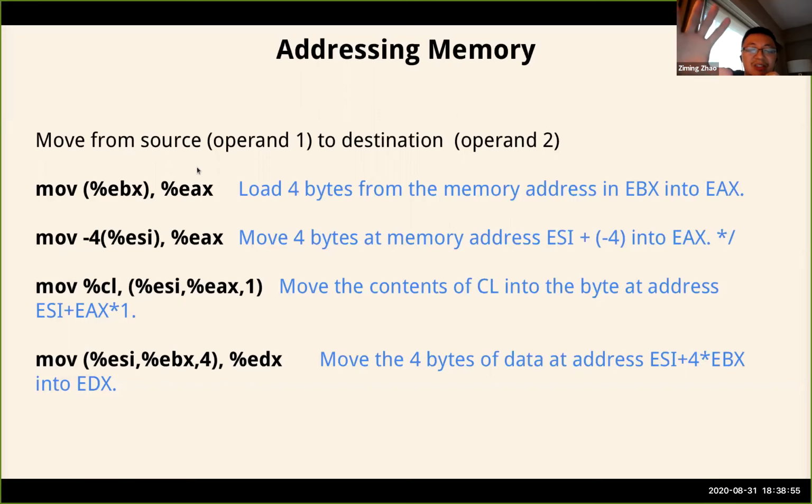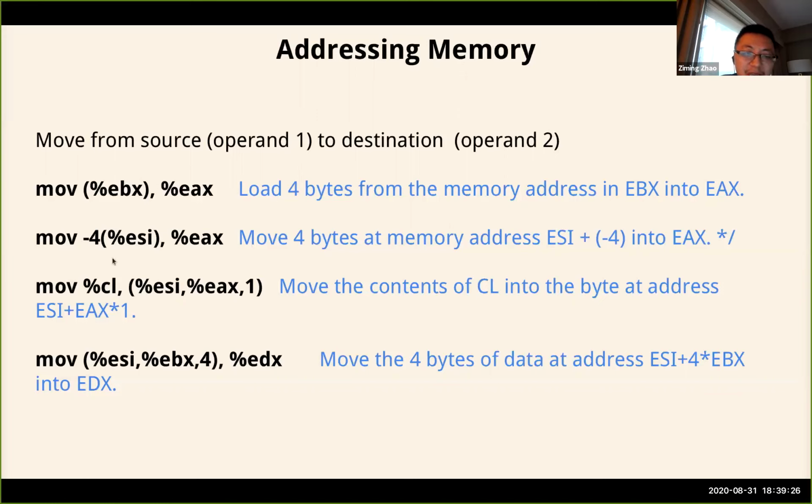That syntax is consistent with some other platforms. For example, ARM also uses the destination as the first argument, but it doesn't really matter. So this instruction means load 4 bytes from the memory address in EBX into the register EAX. In EBX, what we have is just the memory location, its address. What is changed after this instruction is the register EAX.